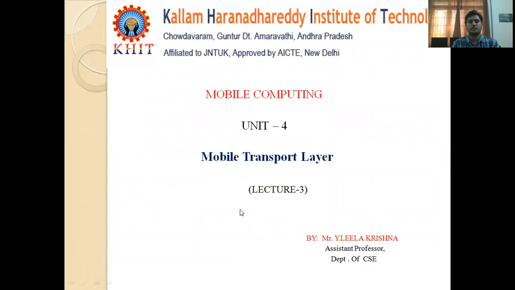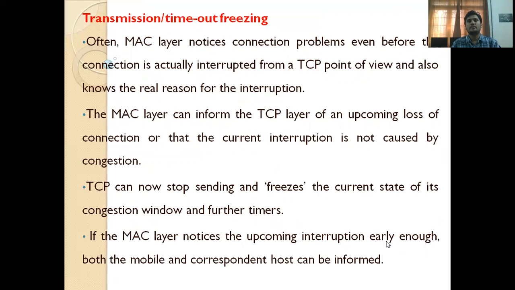Now in lecture number 3, the first topic is transmission and timeout freezing. Often the MAC layer notices connection problems even before the connection is actually interrupted from the TCP point of view, and also knows the real reasons for the interruption. TCP doesn't know exactly why the interruption occurred or why the packet is lost. The MAC layer can inform the TCP layer of an upcoming loss of connection, or that the current interruption is not caused by congestion.